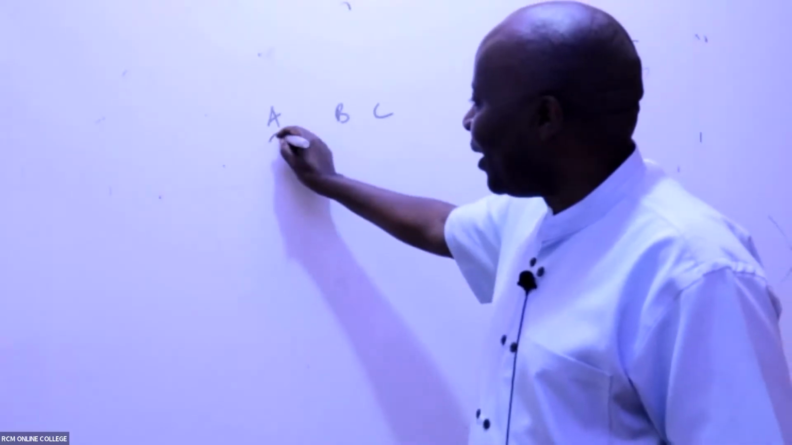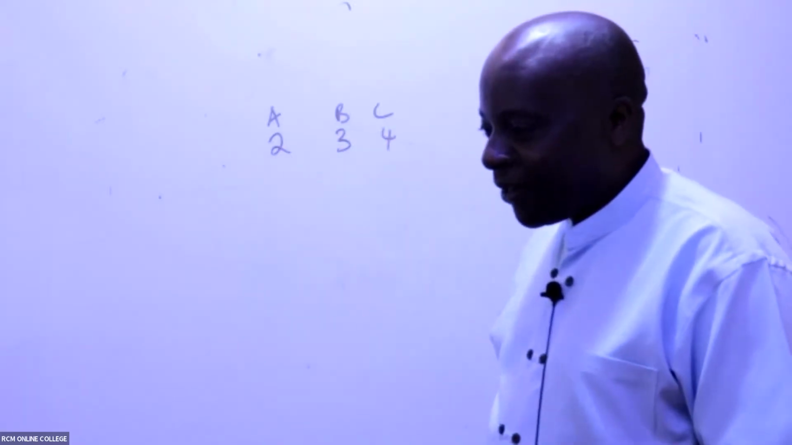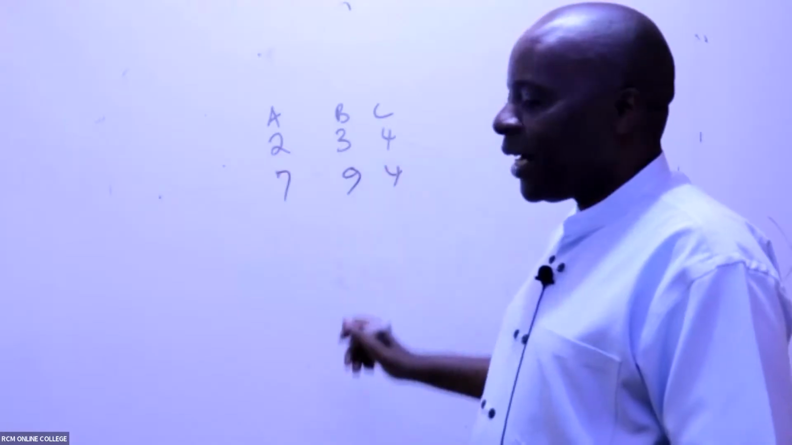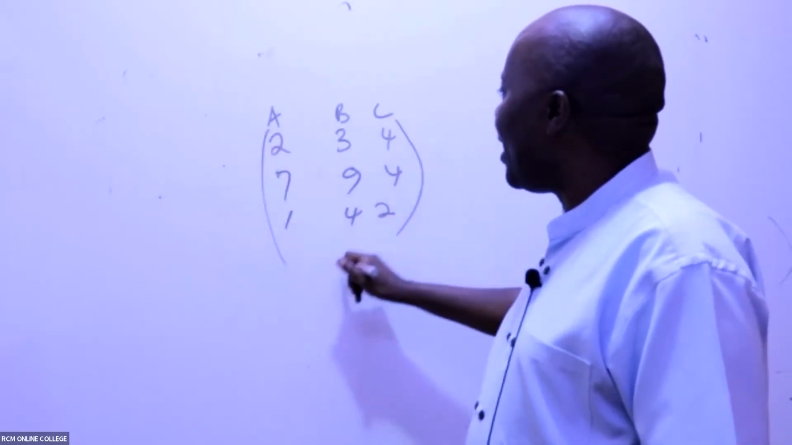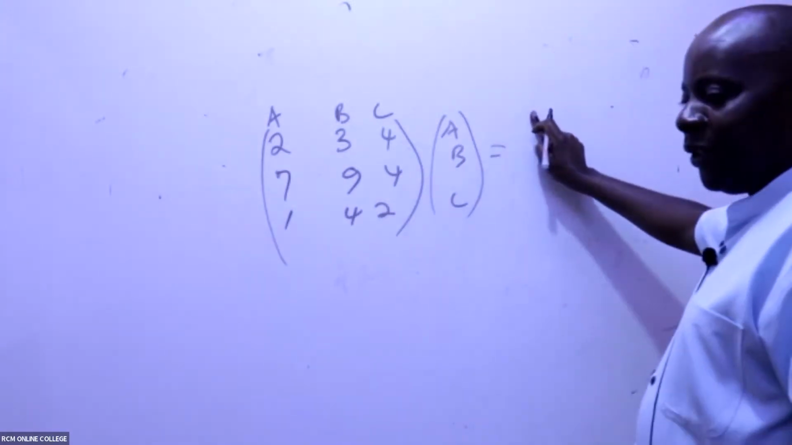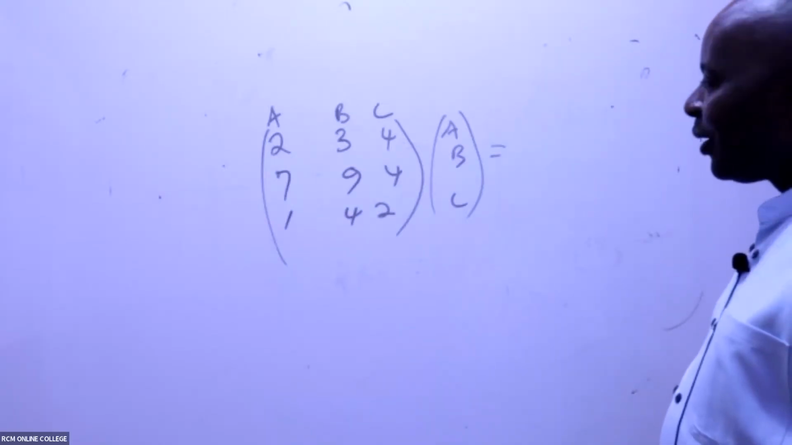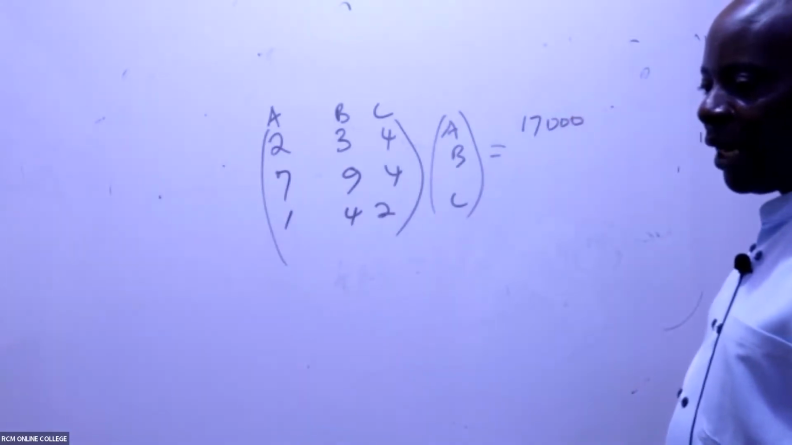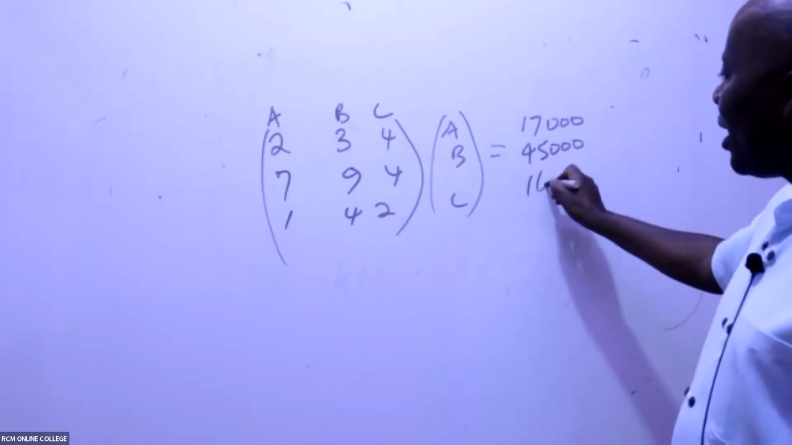Here, 2, 3, 4. Remember we cancel the zeros, isn't it? 2, 3, 4. How about row number 2? 7, 9, 4. And then we have here 1, 4, 2. And then don't forget that we had, in this case here, A, B, C. Now this one had many zeros. We had something here on top, 17,000. Then we have 45,000 and 16,000.